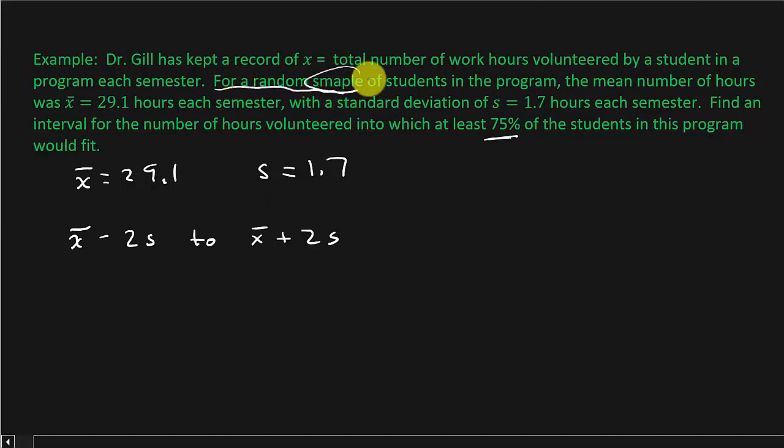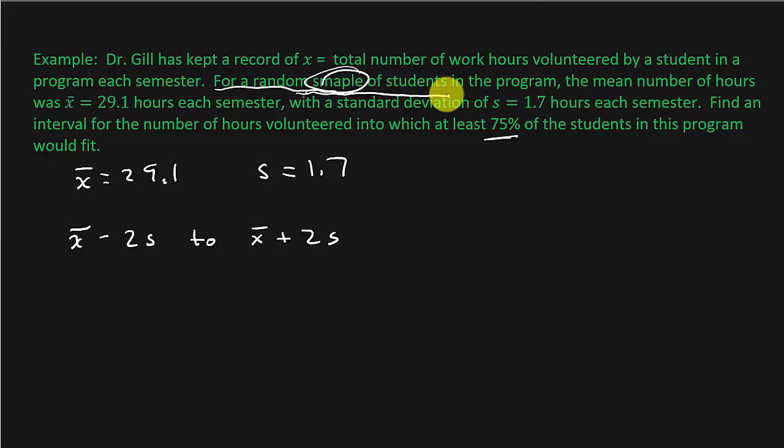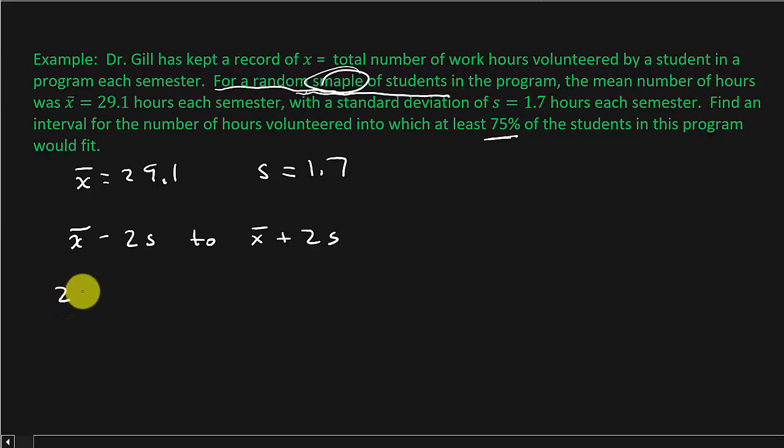sample of students. We're just taking a random sample. We're not using everything, so we're not dealing with the population. And so now we just have 29.1 minus 2 times 1.7 to 29.1 plus 2 times 1.7.